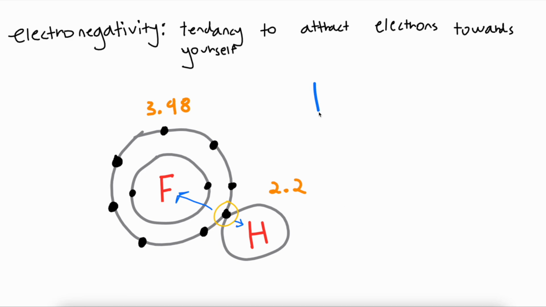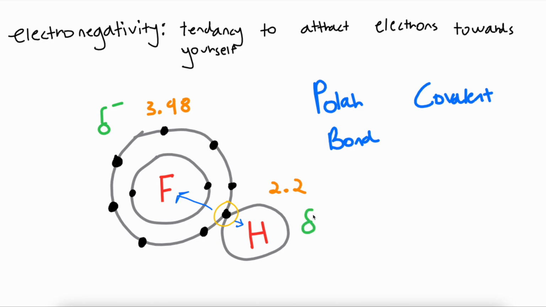So again, this is a polar covalent bond. Assigning partial charges to each element, we see that because the fluorine has more control over an electron, which is negative, the fluorine will be a partial negative charge. So we assign it the lowercase delta negative. And because the hydrogen has less control over a negative electron, it will be positive. So we assign it a lowercase delta positive.